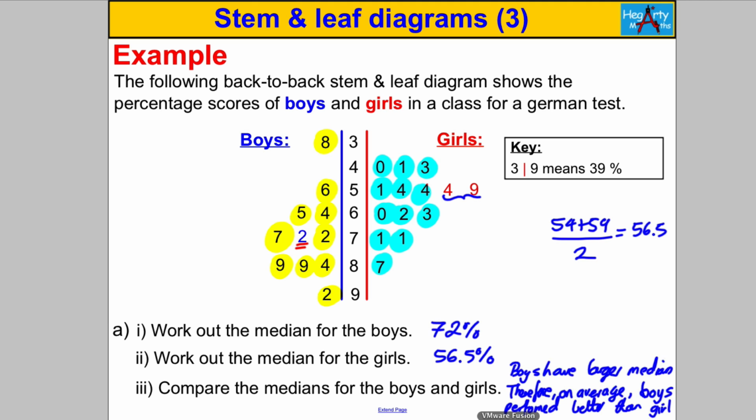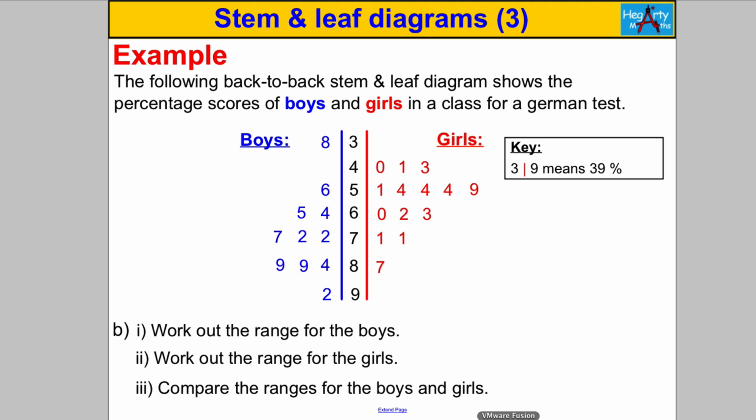Okay, and there you go, we've done the first part. Now next, with the very same data, we're asked the range for the boys and girls and to compare the ranges. So pause the video and check you can do that.